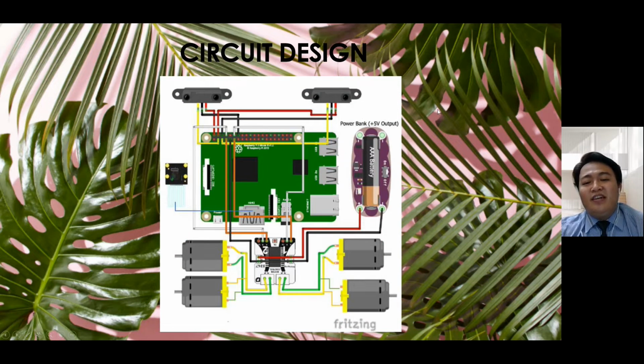Next, we go to circuit design. So this is the project circuit design using Fritzing software that involved a Raspberry Pi, connected with 2 IR sensors and connected with the Pi NoIR camera module, 4 DC gear motors, 1 motor driver, and last but not least, the power supply, which is the LiPo battery.